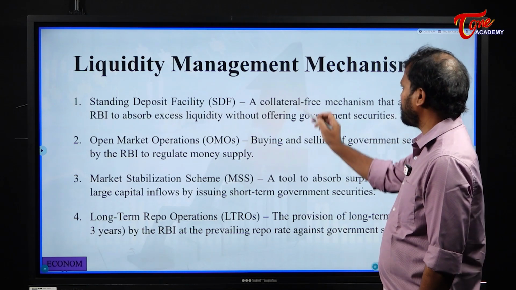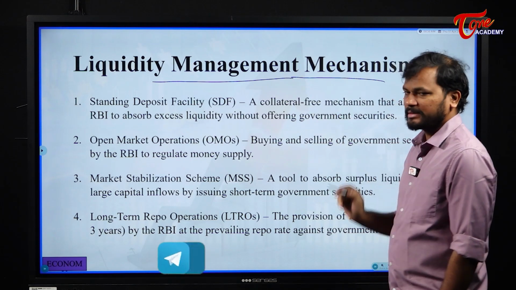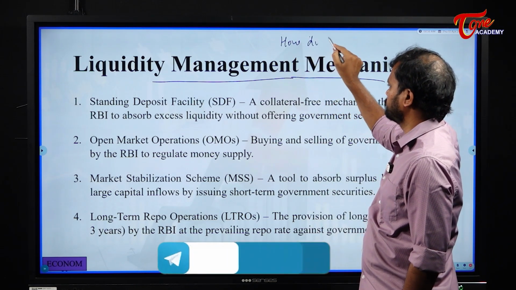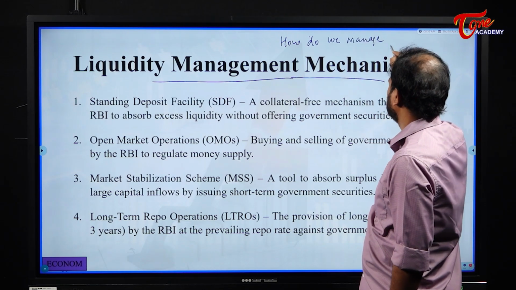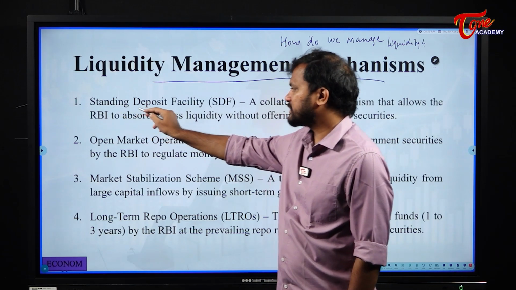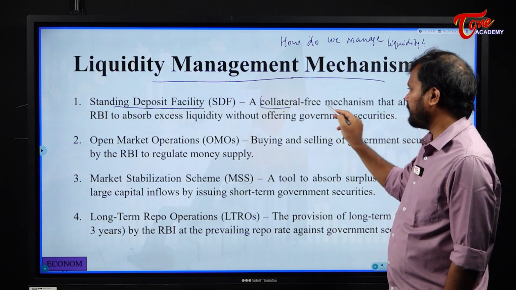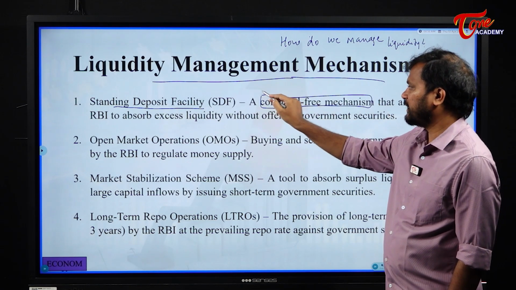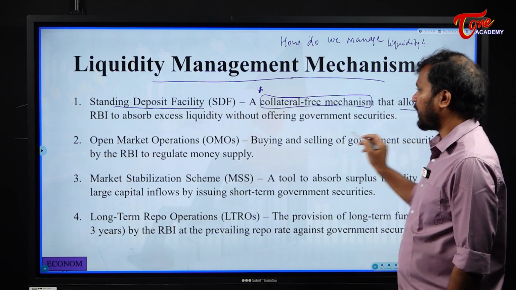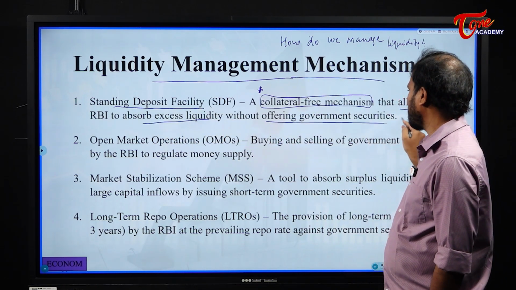Now, liquidity management mechanisms. Liquidity management mechanism is nothing but how do we manage liquidity? See, for example, there is a thing called the standing deposit facility. Okay, it is the collateral free mechanism. This is the key word. The collateral free mechanism that allows the RBI to absorb excess liquidity without offering government securities.